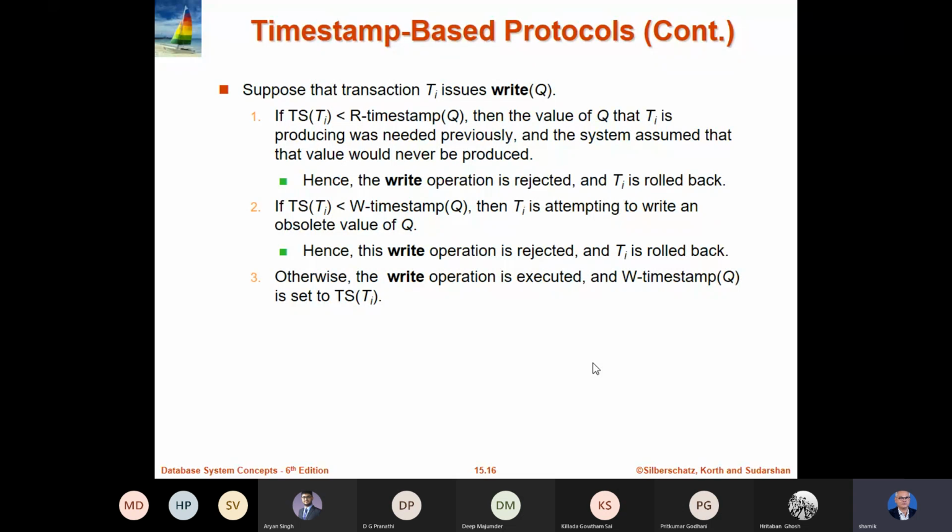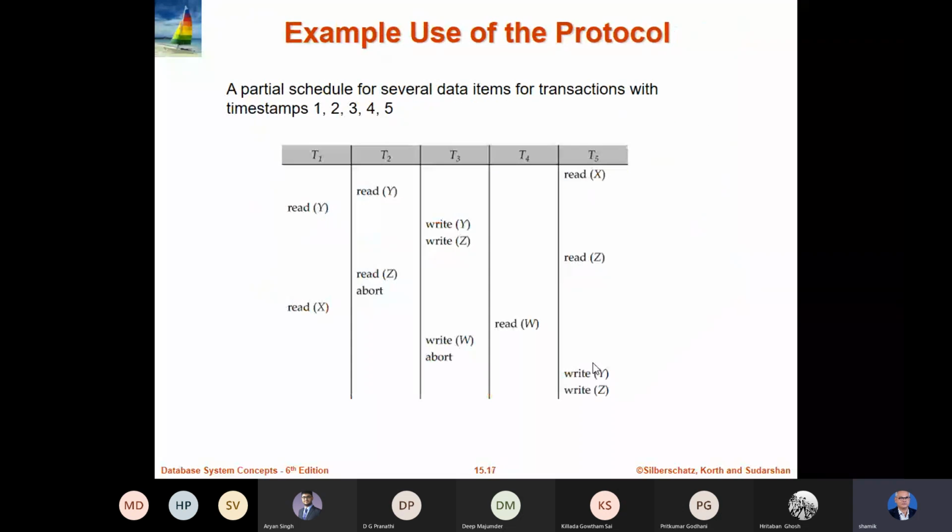Because even if this write is ignored, what would have happened? The transaction, say TJ, that wrote to Q and accordingly updated its write timestamp, its timestamp will remain as the write timestamp. So even if TI is trying to write an obsolete value of Q, if we simply ignore it, then also the database will have the value of Q that is written by, say, some TJ that updated that write timestamp of Q, and that is what we can let remain, because that will not make any difference.